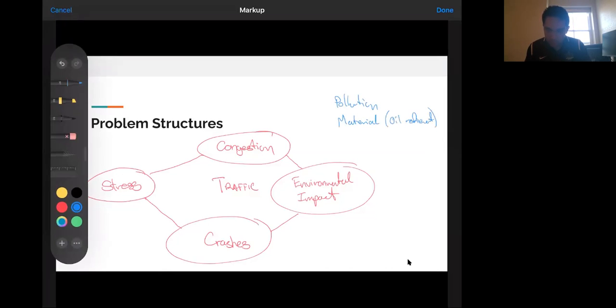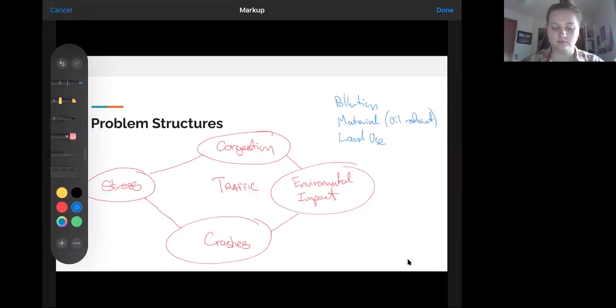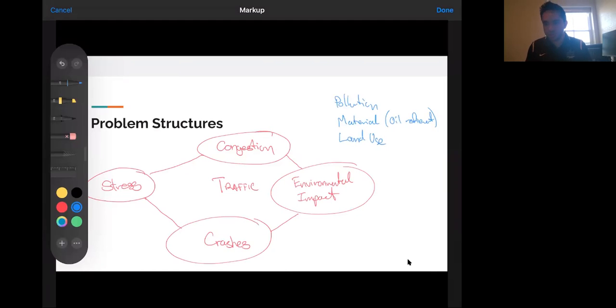There's crashes. I'm sorry, what's that? Land use. Land use, that's a great one. Any others? Yeah, don't worry, this is only initial thinking. So for crashes, when you suggested that, and what do you think it contributes to crashes and how does that affect traffic? Human error. Right on the money, human error. What else?